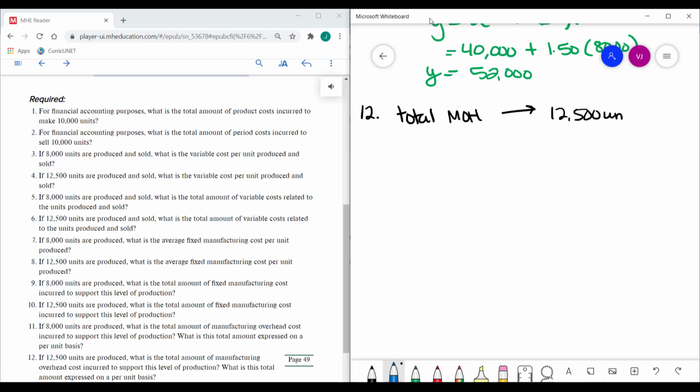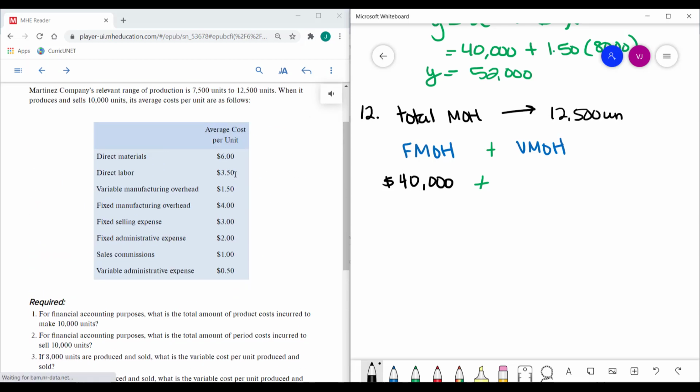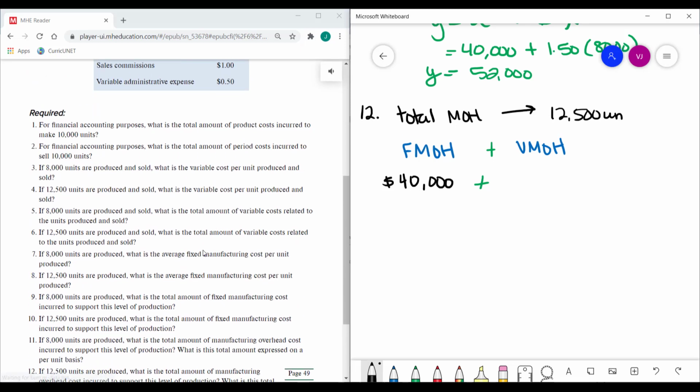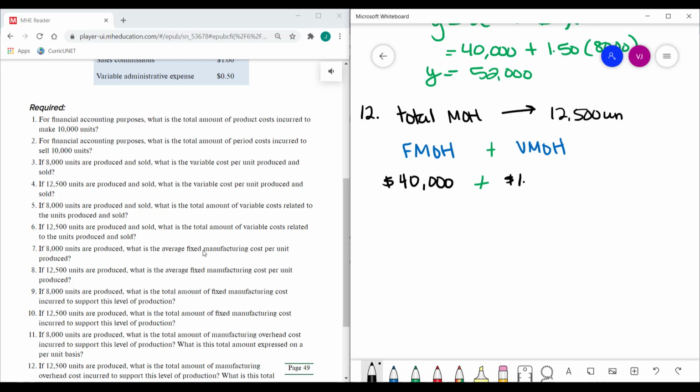So we know that the fixed manufacturing overhead, as long as we're within the relevant range, what's the fixed overhead each period? That's the $40,000, right? But the variable manufacturing overhead is what will vary proportionately in total, depending on what level of activity we're talking about. So what's that variable manufacturing overhead per unit? Well, we know it's 150, right? So we'll plug in the 150 here. We have to multiply that 150 by the level of activity that we're talking about, which is 12,500 units.